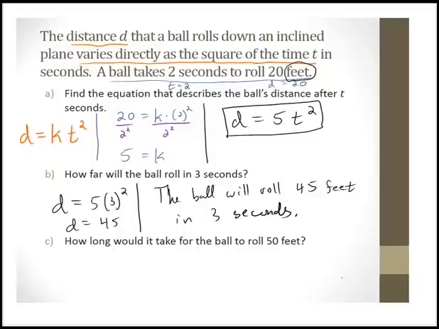How long would it take for the ball to roll 50 feet? Well, that's a value for the distance. So 50 is equal to 5 times t squared, dividing through by 5. That gives us 10 is equal to t squared. And applying the square root property, t would be plus or minus the square root of 10. Now, in this situation, we can't have negative time, so t would be the square root of 10.